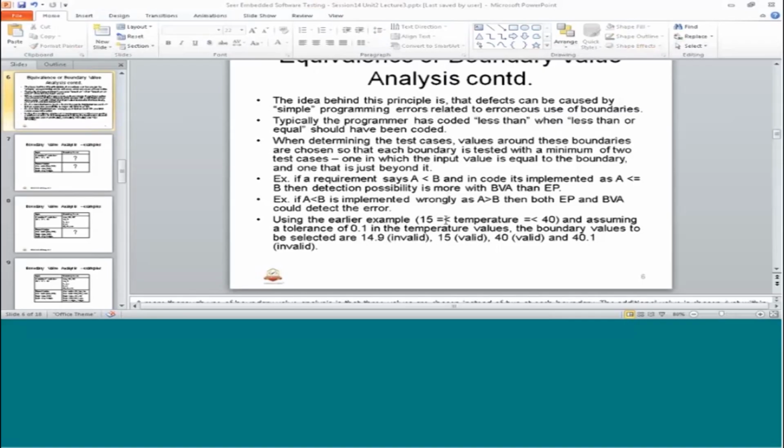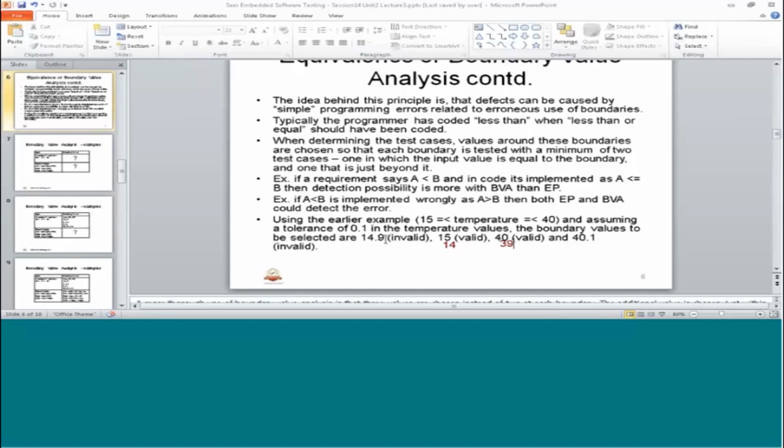So suppose there is no equal to, then instead of 15 we should have had 14 as a valid equivalence class. Similarly, if there was no equal for less than 40, then 39 would have been a valid equivalence class. 40 would have been an invalid equivalence class. And of course we have a tolerance of 0.1.